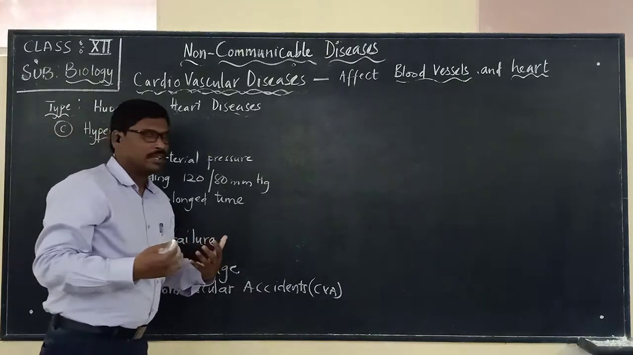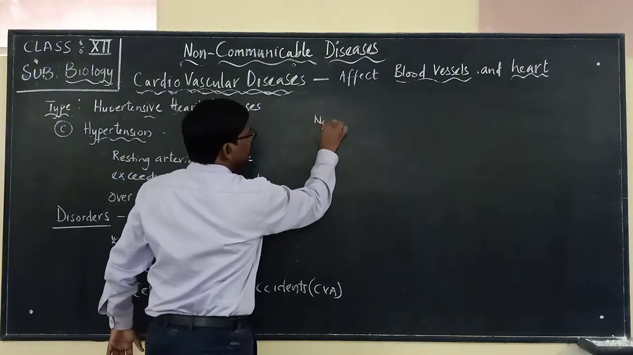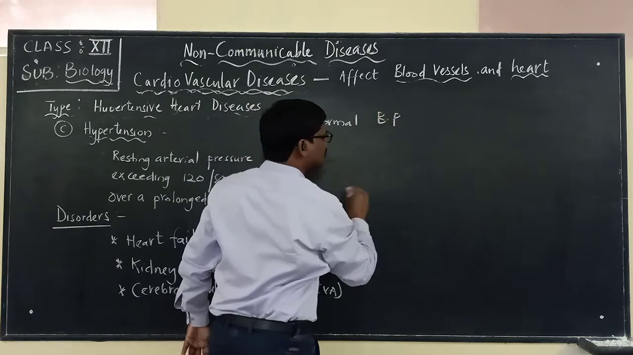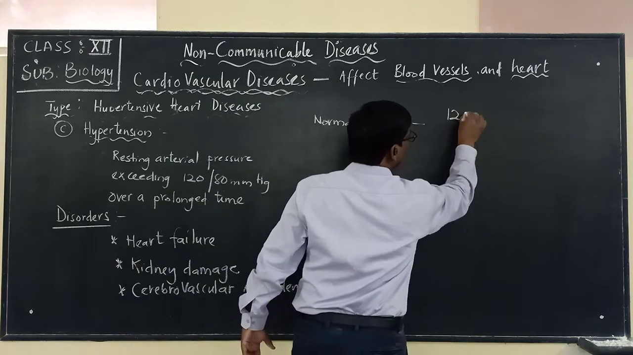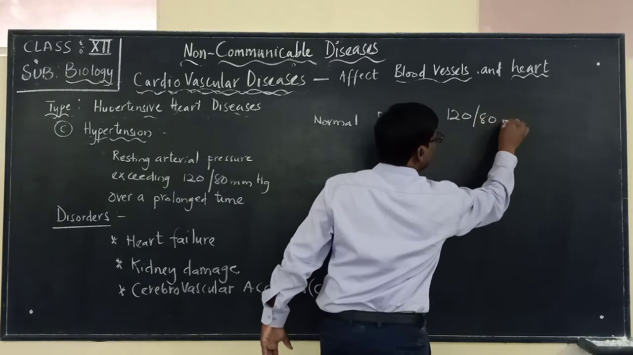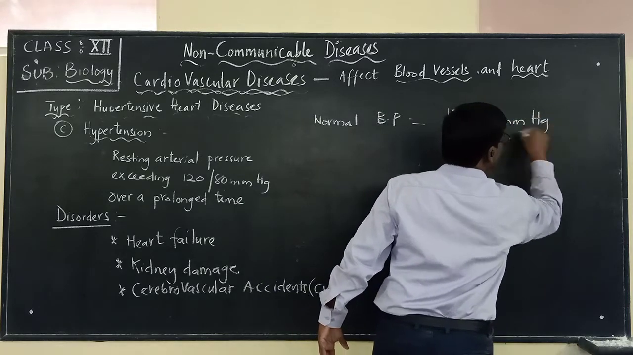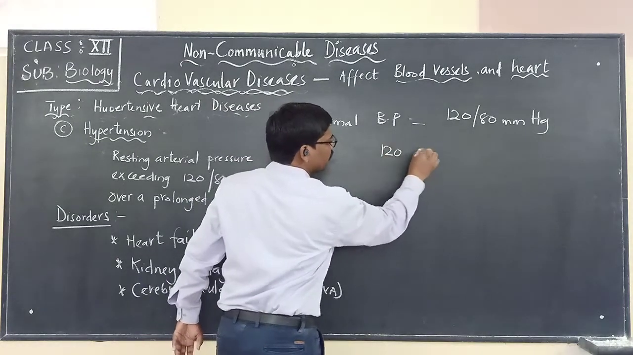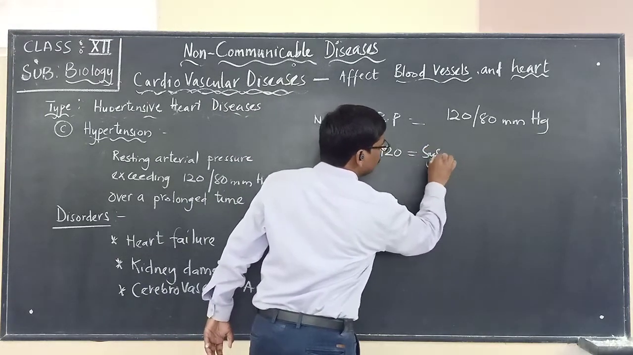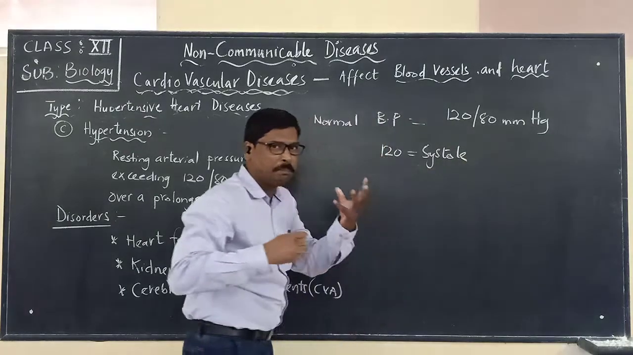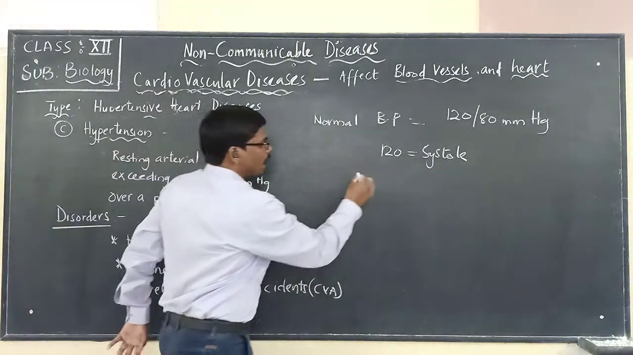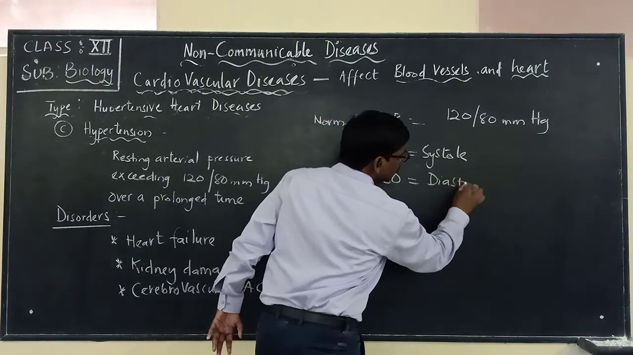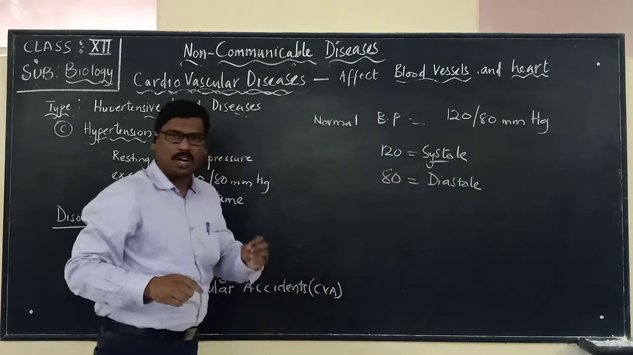As we all know, normal blood pressure is how much? It is 120 by 80 mmHg. Normal blood pressure is this, where 120 is the systole. These are the basics that we should keep in mind. And 80 is the diastole.